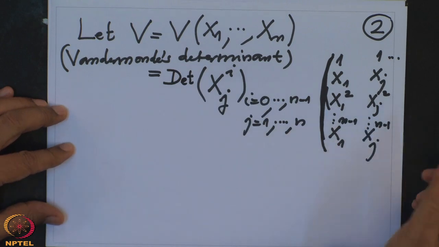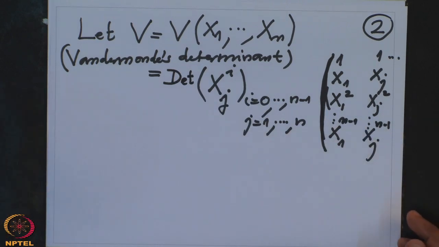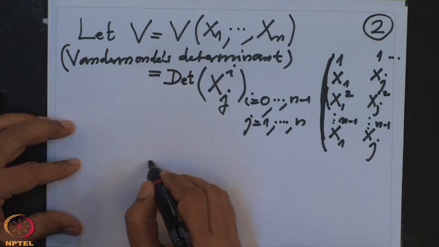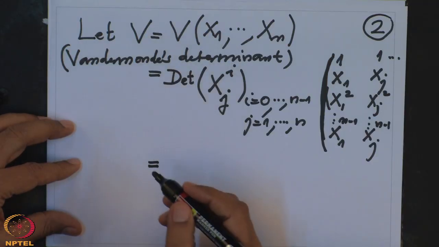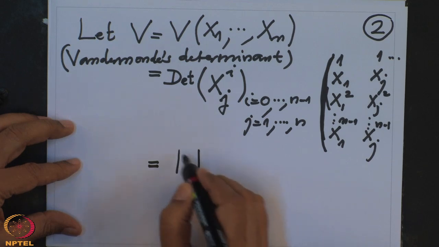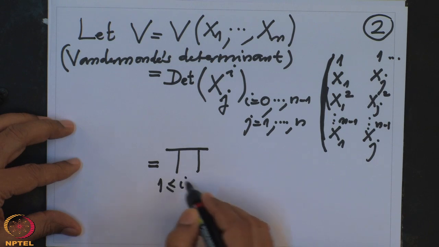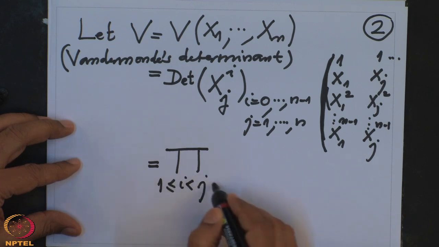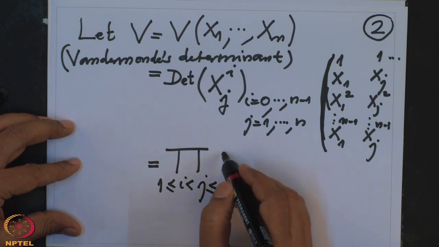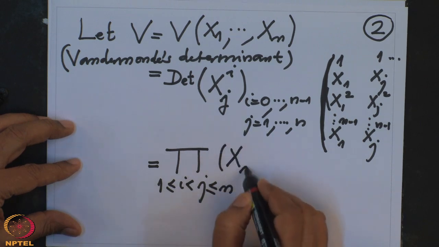This determinant, you would have studied well in the college days. This determinant I am denoting by V. So, it is a polynomial in the variables x1 to xn. When you solve this determinant, you would have realized its value is the product running over the indices 1 less than or equal to i strictly less than j less than or equal to n, of the product (xj minus xi).